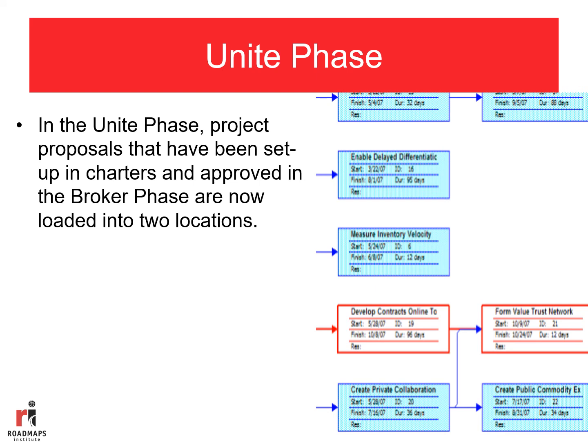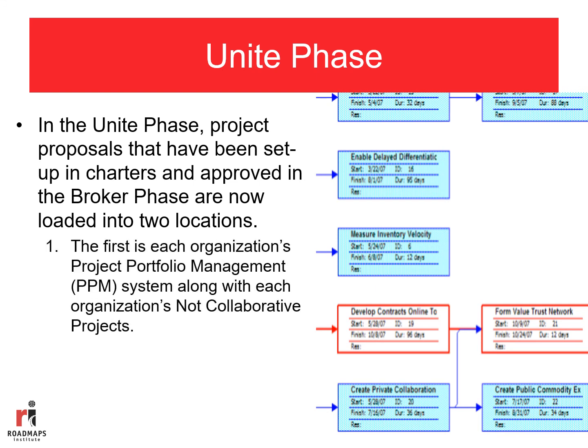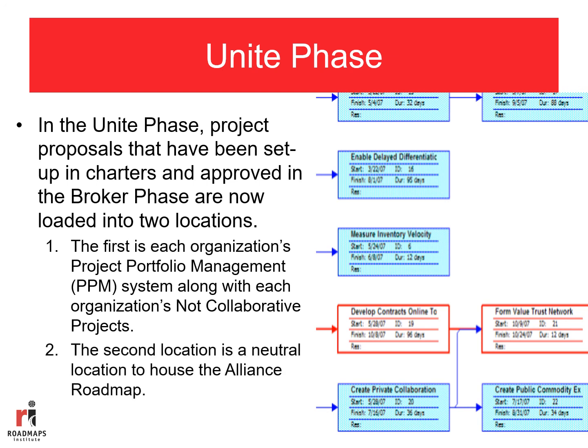And now they're loaded into two different locations. The first is in each of the organization's project portfolio management system, or PPM system. The projects are loaded along with each organization's non-collaborative projects. In other words, the projects which are not going to be collaborated on, and in fact will be hidden from the other organizations in the robust process.